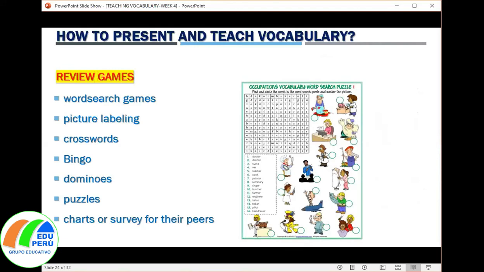You have here a word search. No, this is a word search. Occupations, vocabulary, word search puzzle. So they are going to recognize, no, they are going to find the words inside these letters that are in this order. This is the word search.